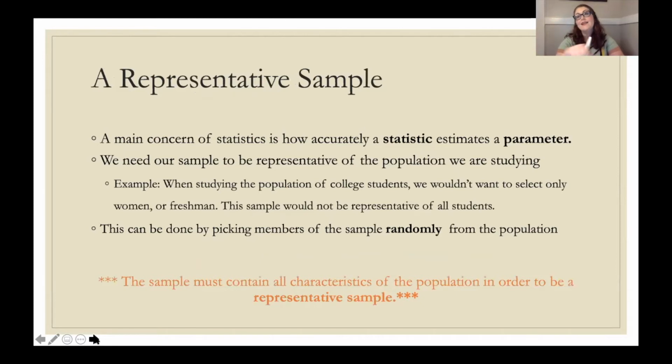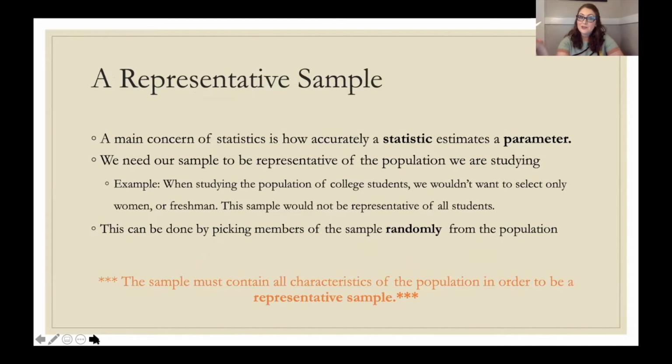As I said in the previous section, what we want to do in statistics is find how well or accurately a statistic estimates a parameter. Statistics come from samples and parameters correspond to a population. We do that by picking a representative sample for conducting our studies.